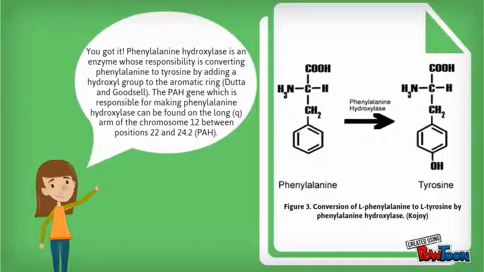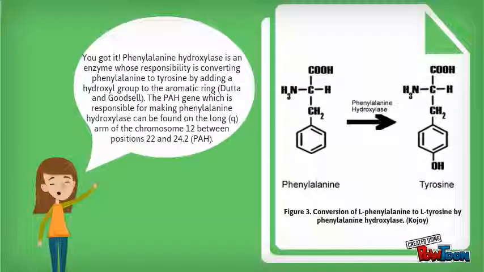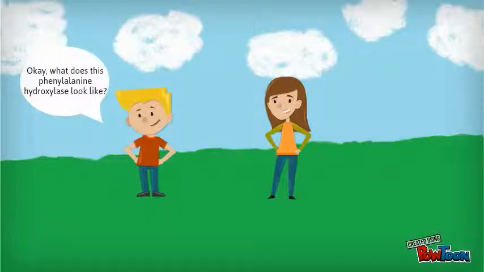Phenylalanine hydroxylase is an enzyme whose responsibility is converting phenylalanine to tyrosine by adding a hydroxyl group to the aromatic ring. The PAH gene, which is responsible for making phenylalanine hydroxylase, can be found on the long Q arm of chromosome 12 between positions 22 and 24.2. Okay. What does this phenylalanine hydroxylase look like?